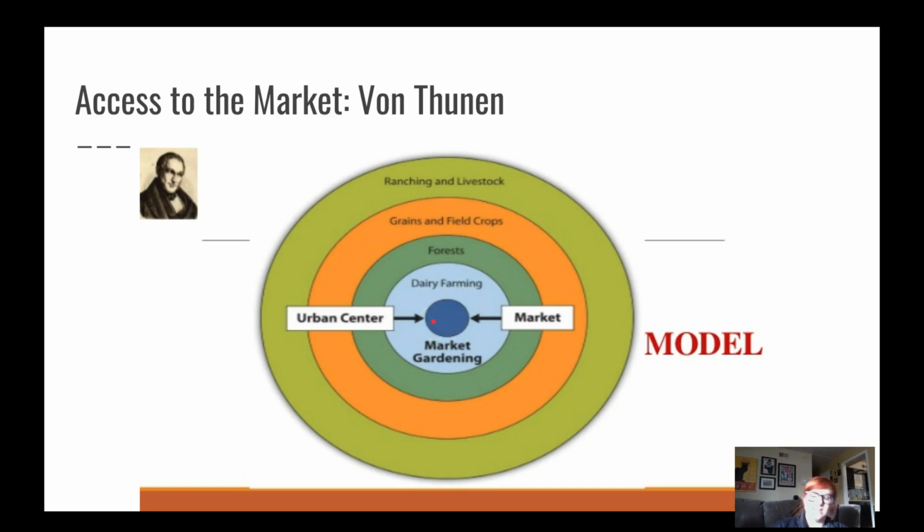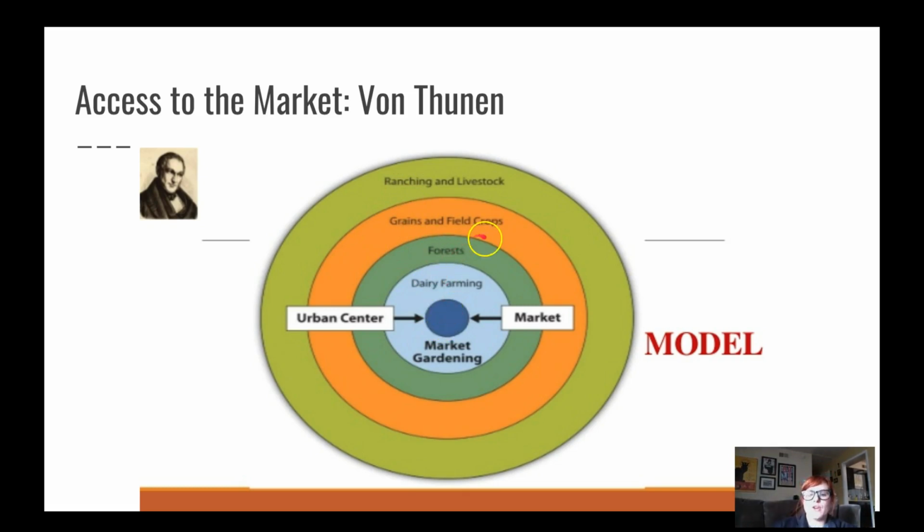It's because dairy spoils, right? So it costs a lot to ship dairy because you're going to need to do it really quickly, and otherwise it's going to spoil. So you want dairy farming really, really close. Forests, so wood. Wood doesn't spoil. So why would you need wood to be so close to the market? Well, it's because wood is really, really heavy. And the heavier something is, the more it's going to cost to transport it. So that's why you want that relatively close to the urban center here.